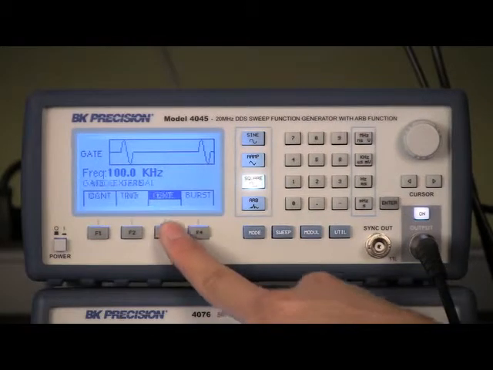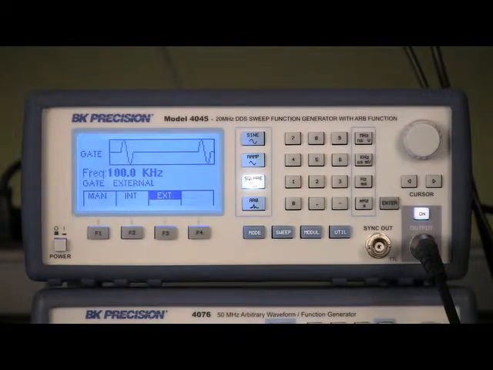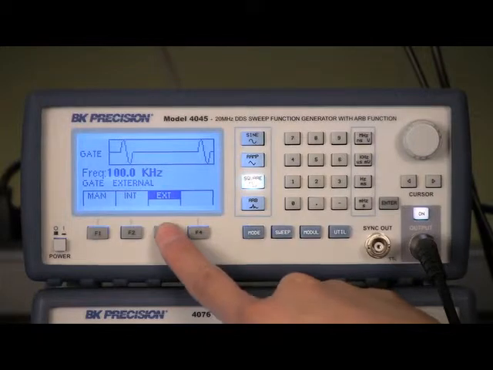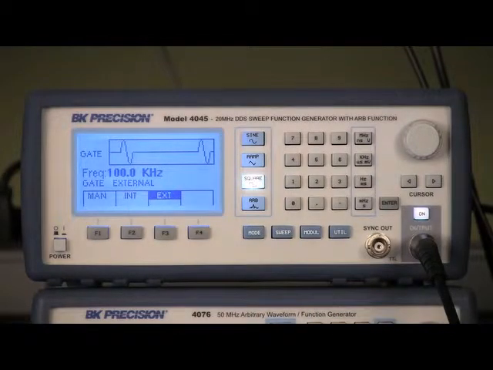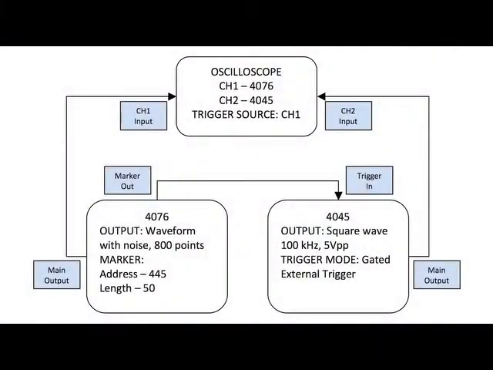Gated triggering is selected because in this example, we want a continuous clock signal to output during the entire portion of time where the noise occurs. Select EXT for external from the menu so that the generator will use the triggered input from the rear panel to trigger the main output clock signal that we have just set up. The complete setup should look like the following block diagram.